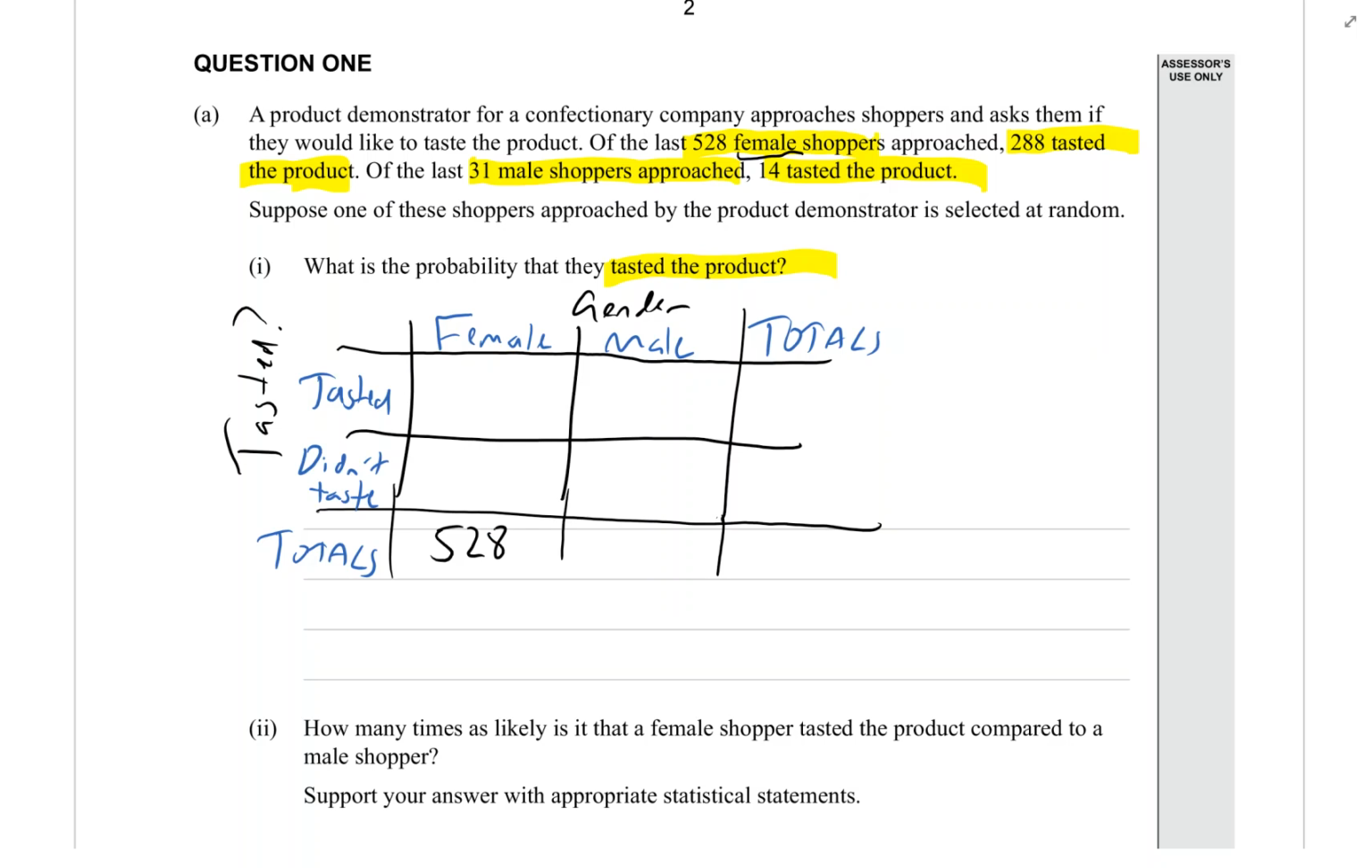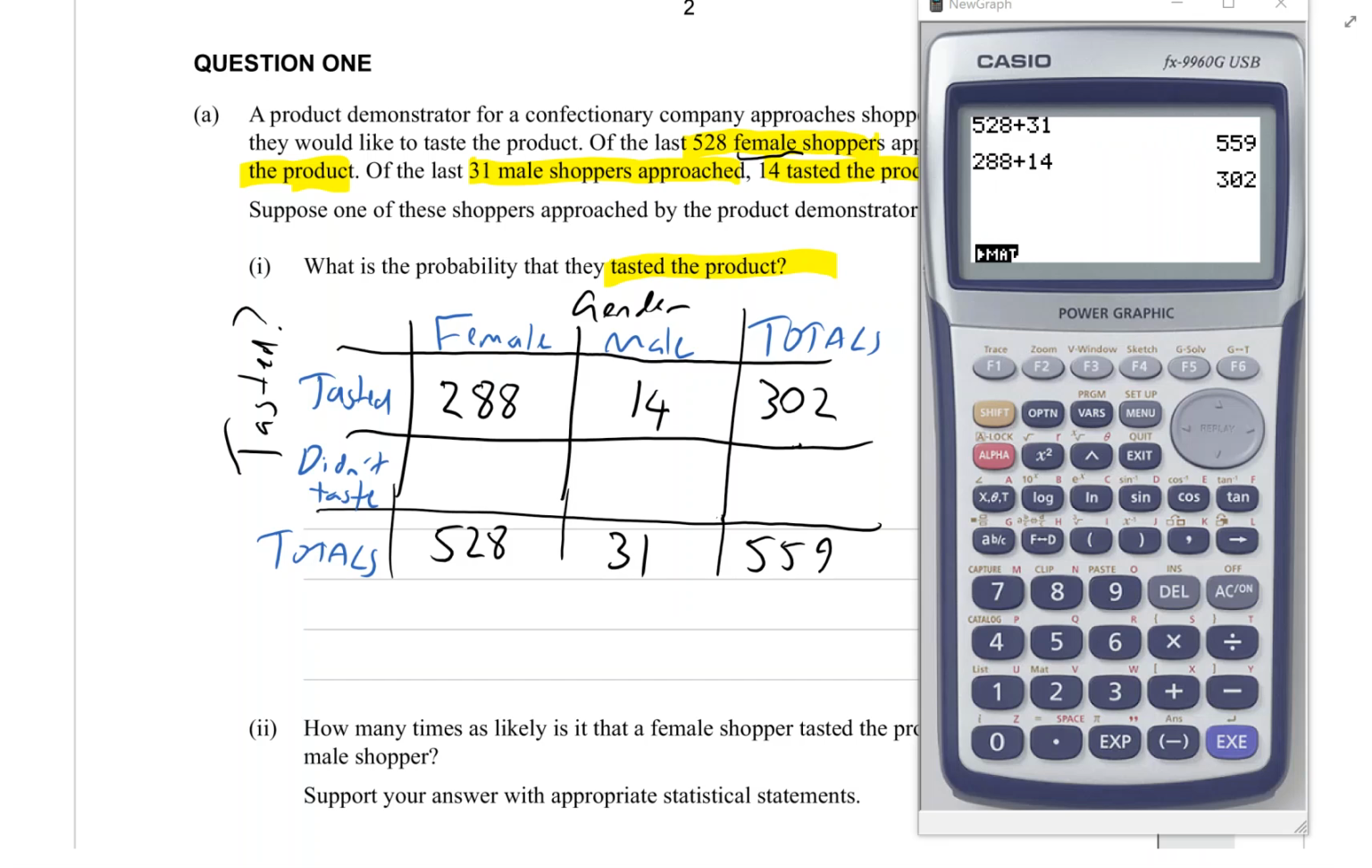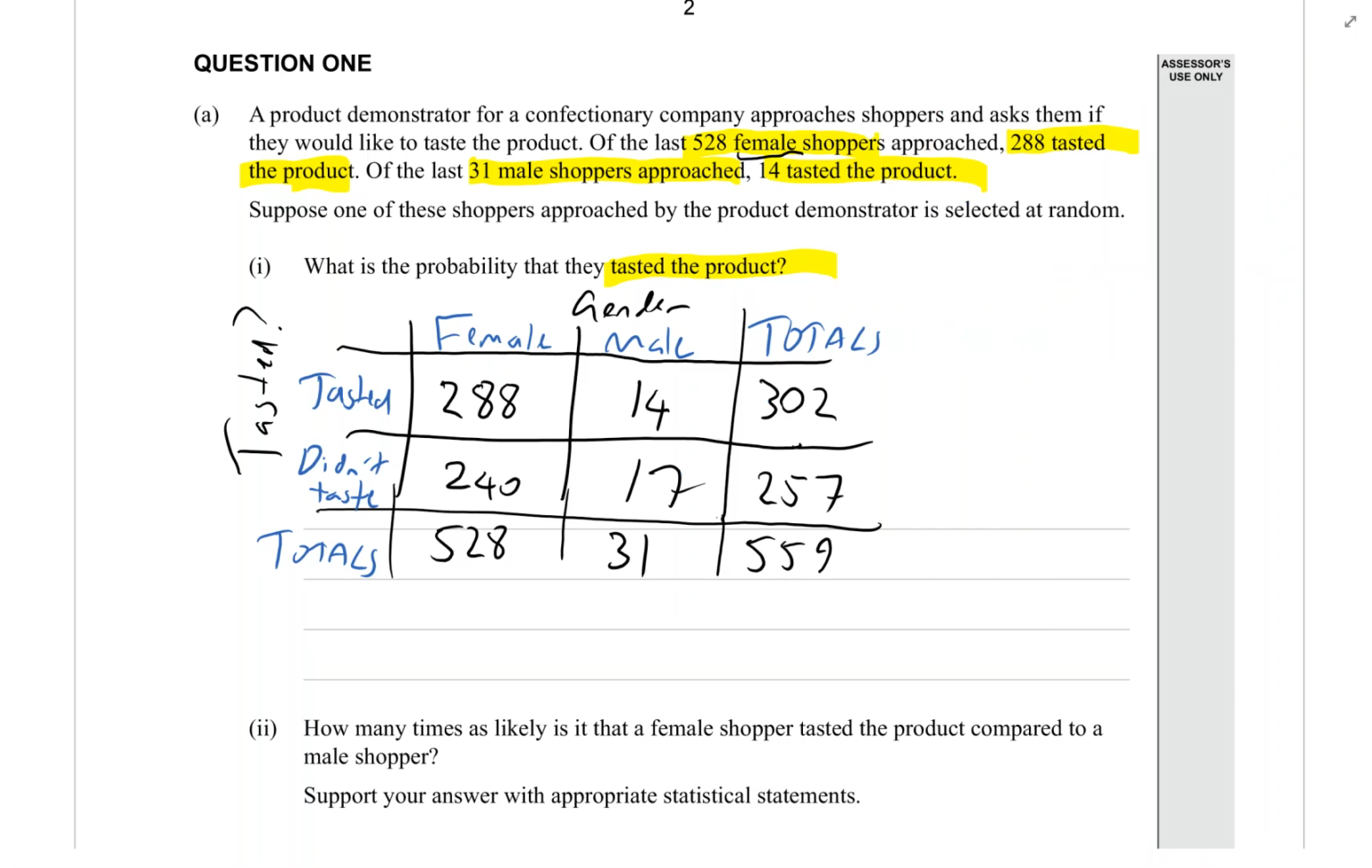Okay, so let's have a look. What else are we told? Of those 528 female shoppers, 288 tasted the product. So that's going to go female and tasted. And of the last 31 male shoppers approached, so 31 is going to be the total for males, and 14 tasted the product. So 14 were male and tasted the product. So hopefully you got the same numbers as me. Okay, and if they add up along the rows and the columns, you know that it is correct.